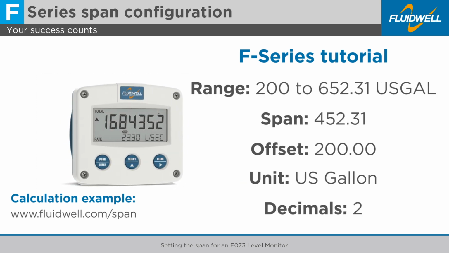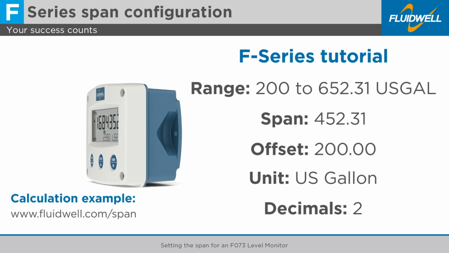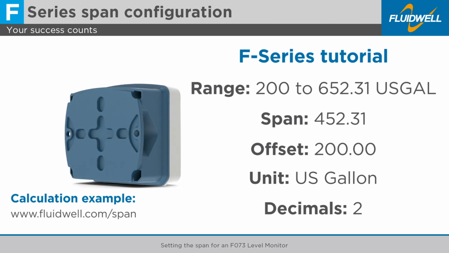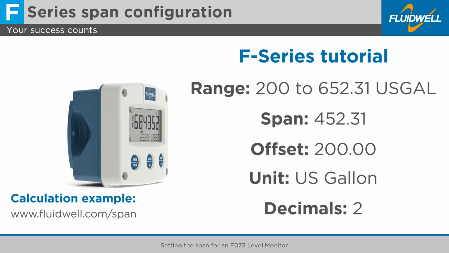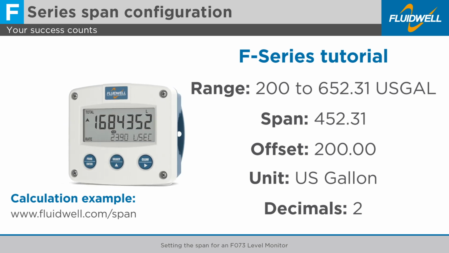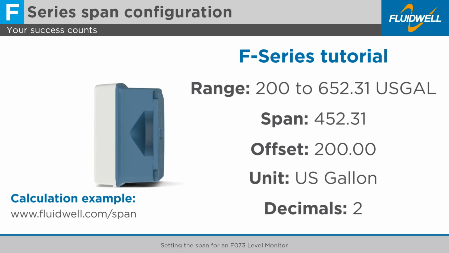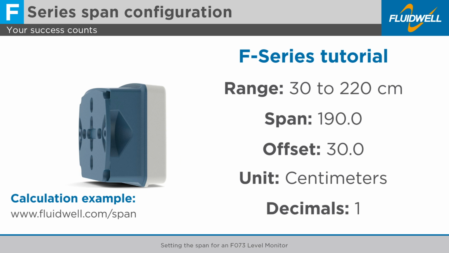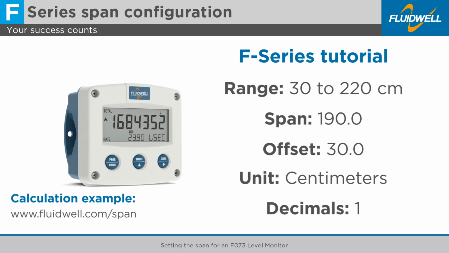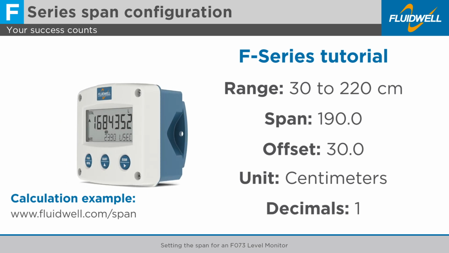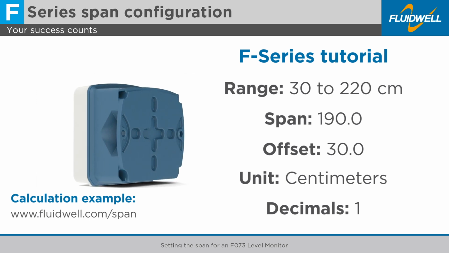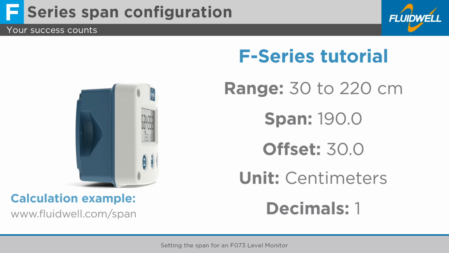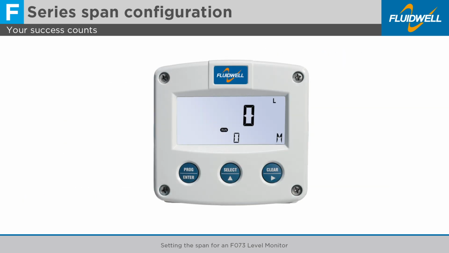To display a level range from 200 to 652.31 US gallons, we will set a span of 452.31 for volumetric level measurement with an offset of 200.00 in US gallons and 2 decimals. To display the height range from 30 to 220 centimeters, we will set a span of 190.0 with an offset of 30.0 in centimeters and 1 decimal. Let's take a look how this works.